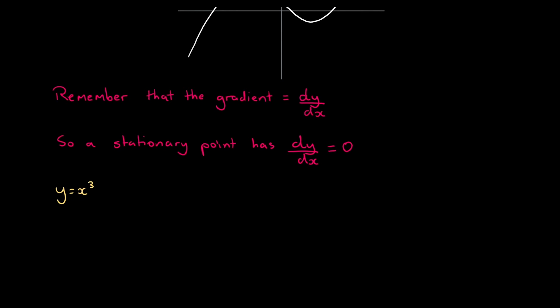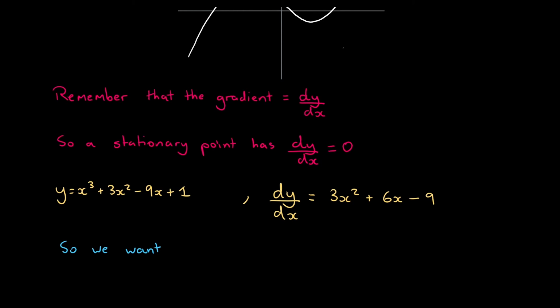So for y equals x cubed plus 3x squared minus 9x plus 1, to find dy/dx, we use our famous rule of bringing the power to the front and reducing the power by 1. This gives us dy/dx is equal to 3x squared plus 6x minus 9. This means that we want 3x squared plus 6x minus 9 to equal 0.